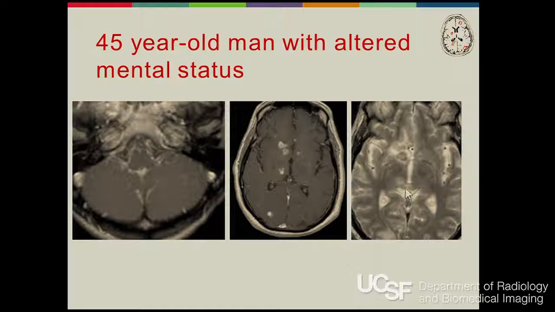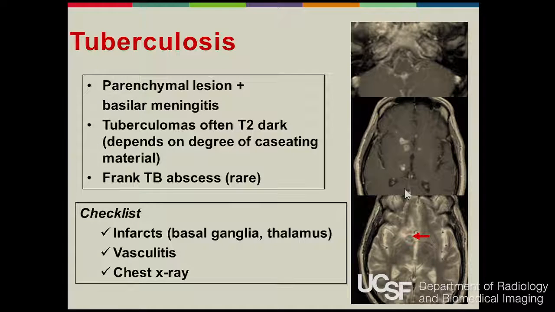On the T2 images, it's interesting in that the areas of central non-enhancement are actually fairly dark on the T2 image. And that's very characteristic of the parenchymal lesions of TB, the most common parenchymal lesions known as tuberculomas. That dark T2 signal relates to the caseating material from the granulomas that are forming in response, those giant epithelioid cells. Frank TB abscess is actually quite rare, where you have a true cystic abscess that very much mimics a pyogenic abscess. More commonly, you see these tuberculomas.